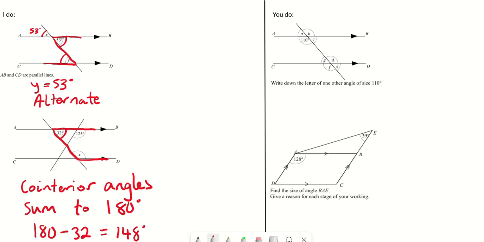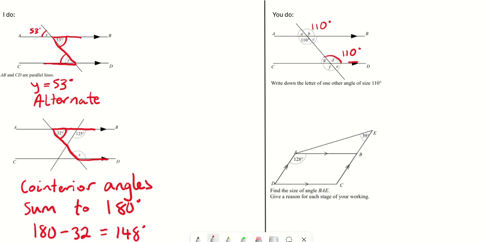Okay then, the question that you should have had a try at asks you to write down the letter of another angle with the size of 110 degrees. With the ones we looked at, we can say B is 110, and the rule here is it is vertically opposite. So B was one correct answer, but there were more. We also could have used this line, and this line. So that means D and 110 are alternate angles, so D is also 110.